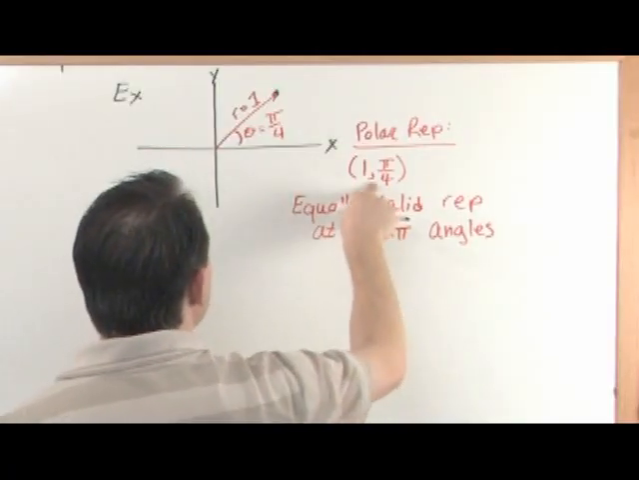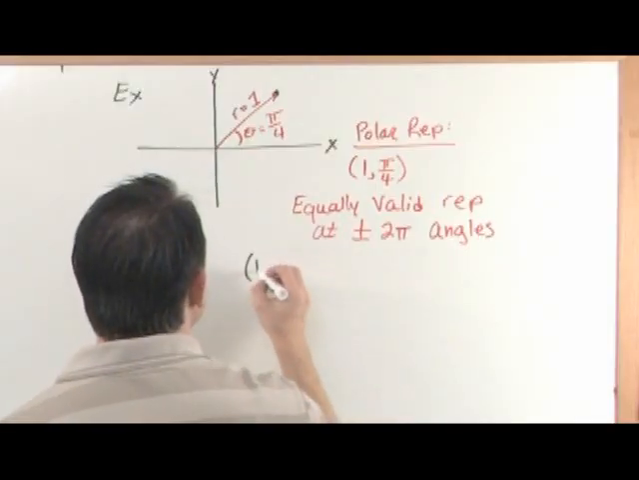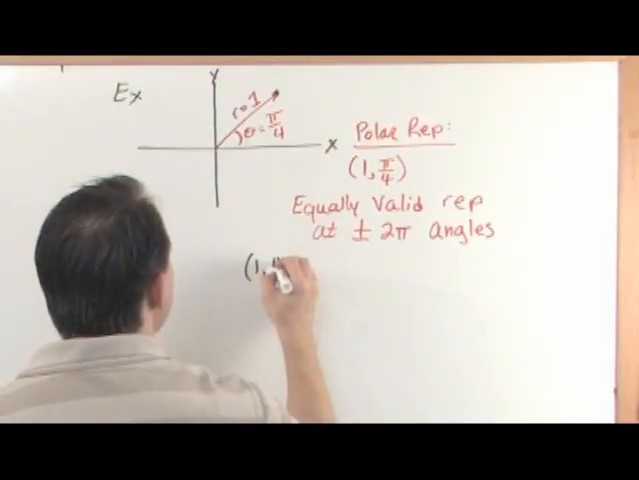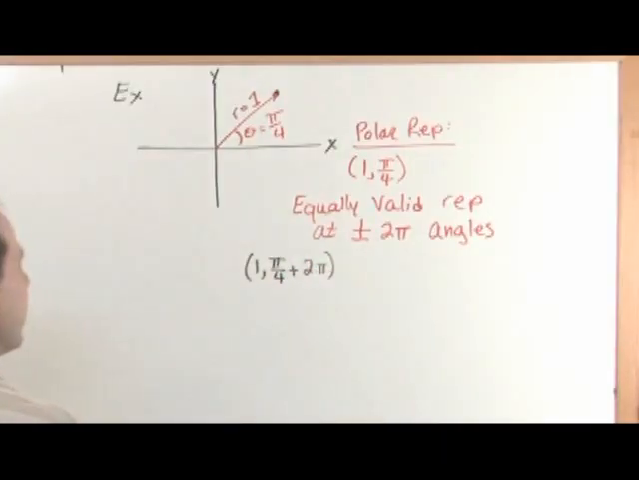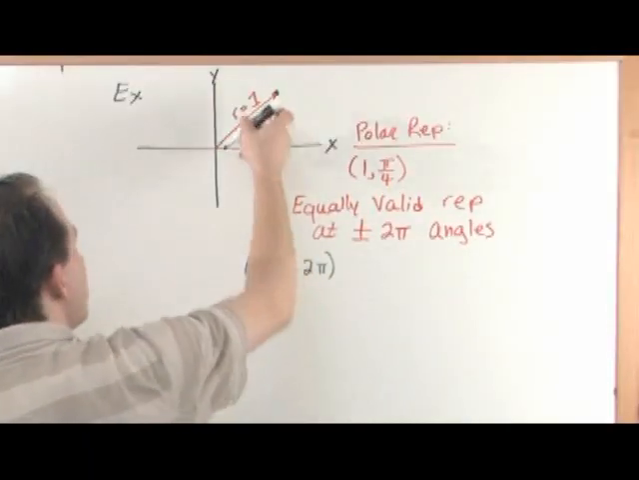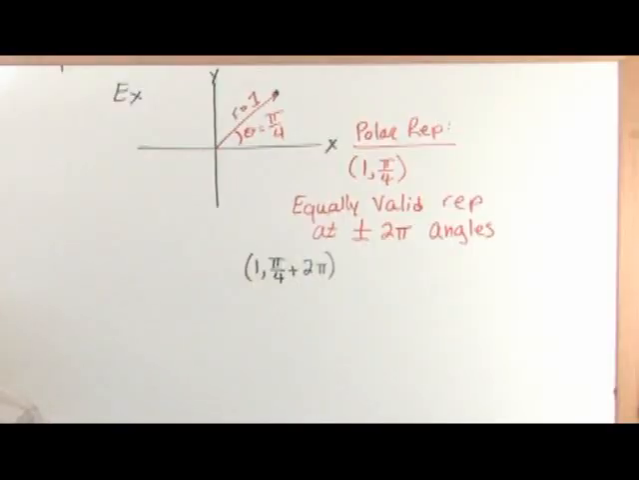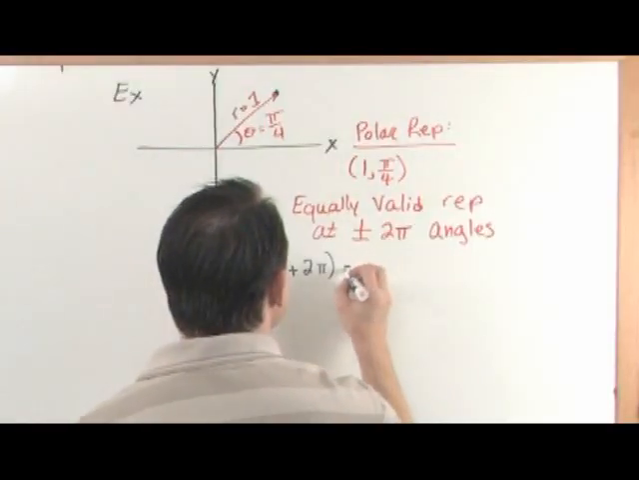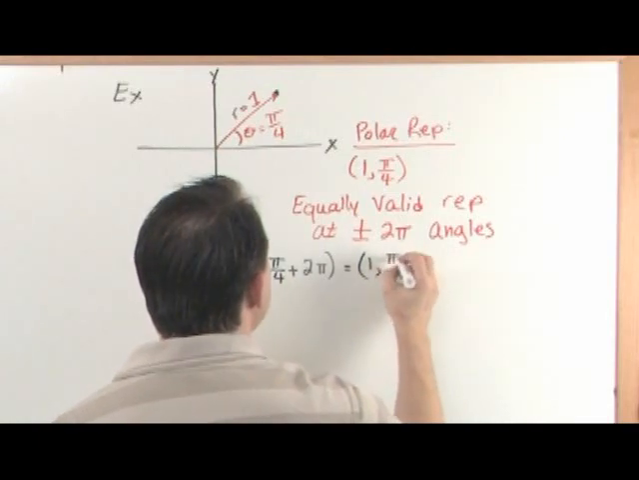This is the polar representation of this point that we already talked about. Now, I can also say that that's going to equal pi over 4, which is my angle, plus 2 pi. So it's the same radius and the same starting angle. But if I add 2 pi, I come back to exactly the same spot, so it's really the same point. If I were going to simplify this, it would be 1 comma pi over 4.